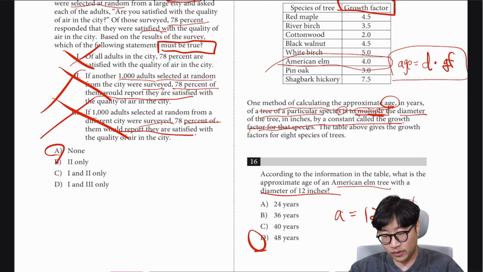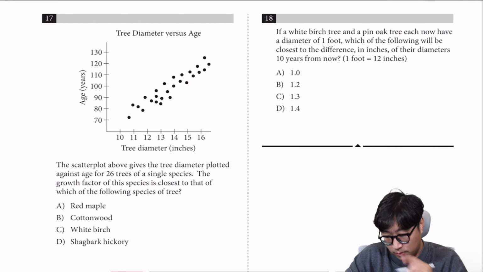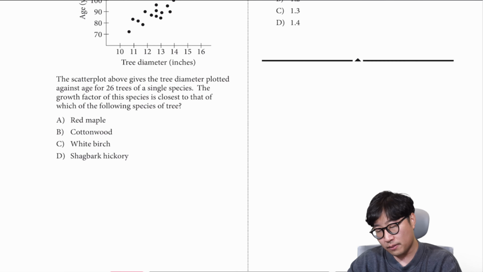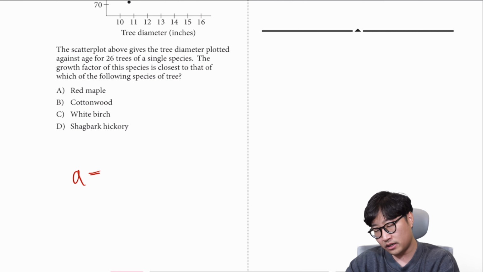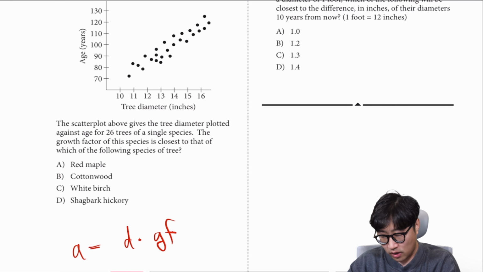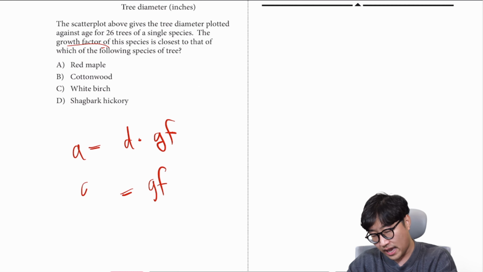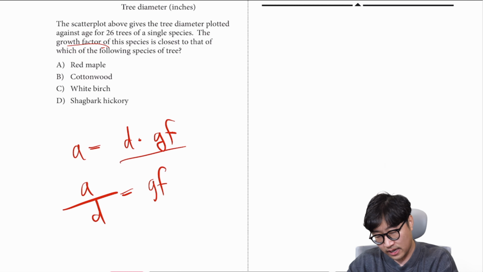48, easy. Number 17, the scatter plot above gives the tree diameter plotted against the age for 26 trees. The growth factor of the species is closest to that of which of the following? So if you think about it, once again, we go back to the equation of age is equal to diameter times the growth factor, right? They want the growth factor, which is going to be growth factor is equal to age divided by the diameter, if you just divide by d on both sides.